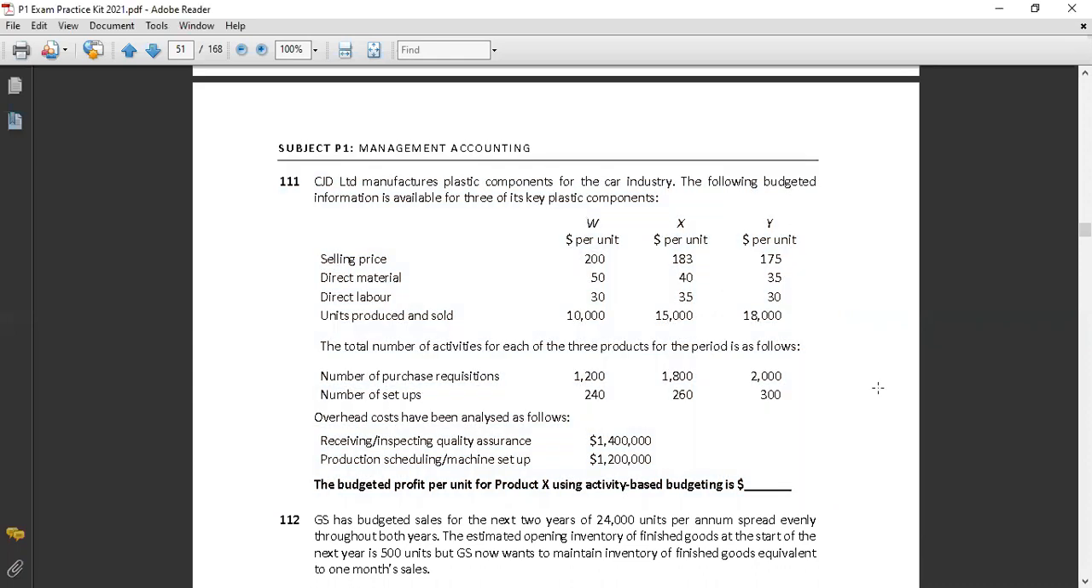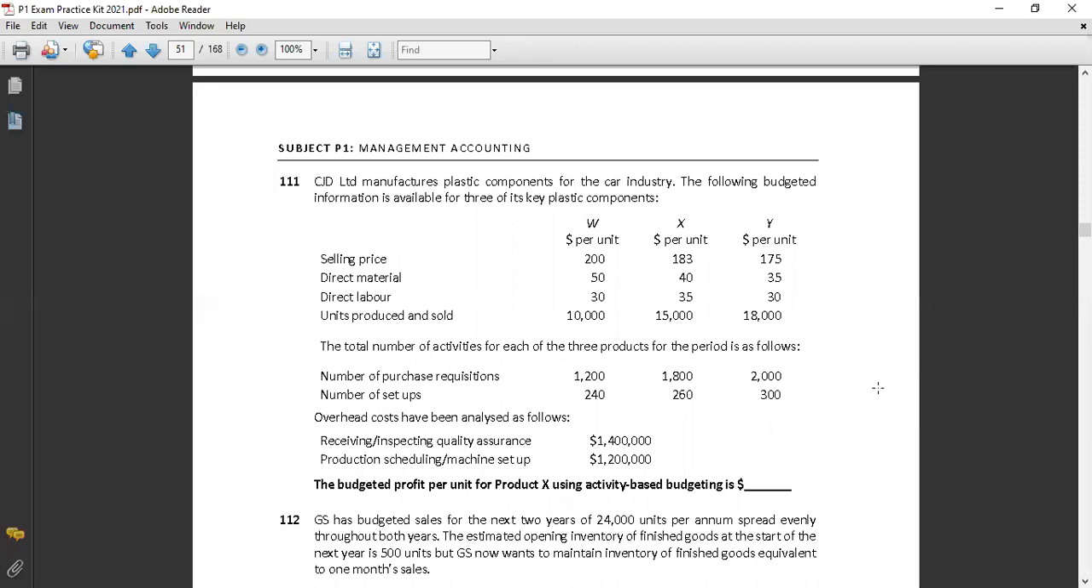The question says CJD Limited manufactures plastic components for the car industry. The following budgeted information is available for three of its key plastic components W, X, and Y. The per unit details are given: the selling price, direct material, direct labor, units produced and sold. The total number of activities for each of the three products for the period is as follows. Number of purchase requisitions, number of setups. Overhead costs have been analyzed as follows.